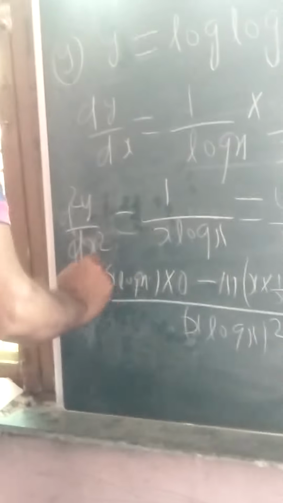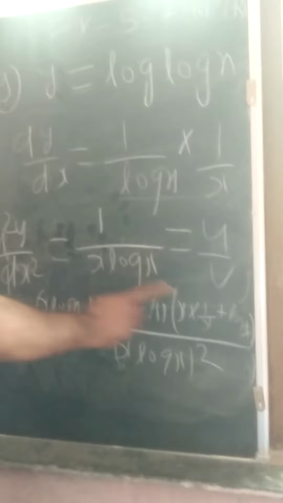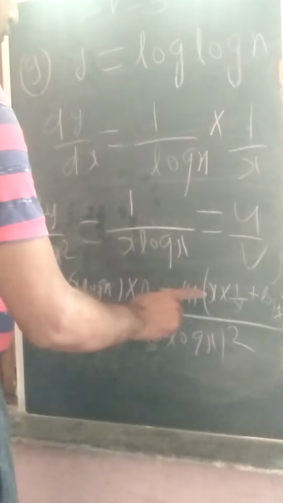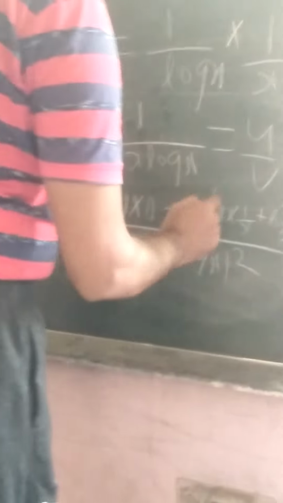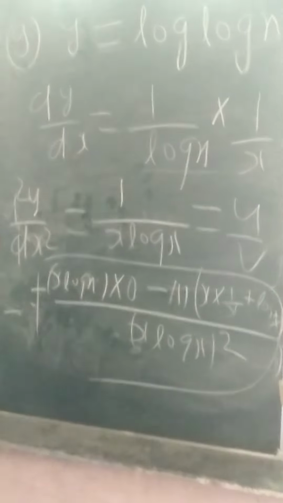So u upon v, and this is u upon v. V square, v is remaining, and derivative of 1 equal to 0. Then in the formula minus and 1 difference. This is 1 and this is derivative of x log x. So x into 1 upon x plus log x into 1. This is the product of two functions. So this is the answer. This is the complete answer.